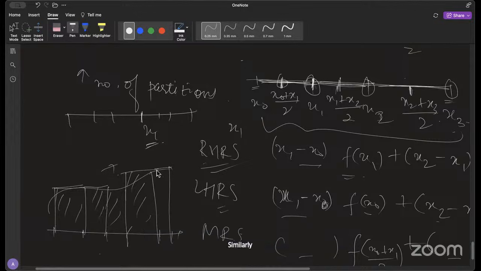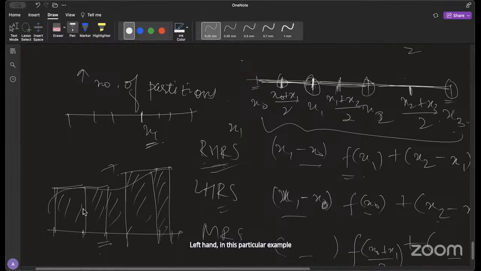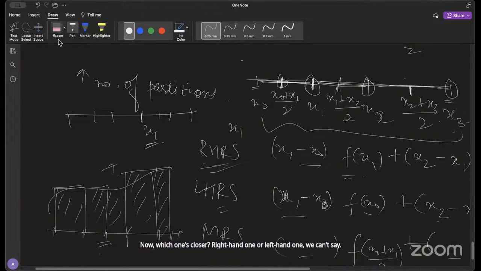Similarly, here you'll get slightly more. So it depends on the curve that you have. Now, in this case, the right hand Riemann sum is giving more area than the actual area. The left hand Riemann sum, in this particular example, will give you less area than the actual area. Now, which one's closer, right hand or left hand, we can't say.